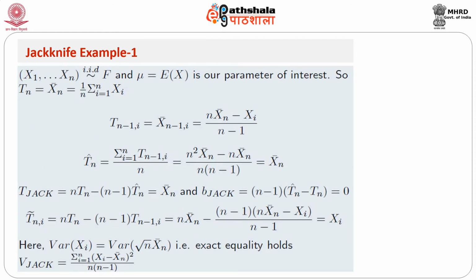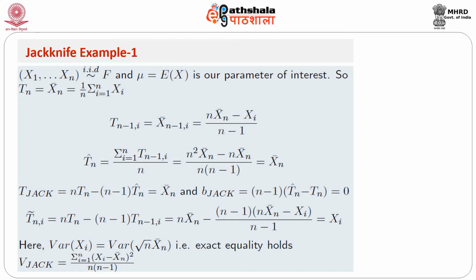So, let us see an example of the Jackknife. Suppose x1 up to xn follows IID F, and we are interested in the mean mu, which is equal to expectation of x. So, the mean is the parameter of our interest. Here we know Tn is nothing but the sample mean, that is x n bar, which is 1 by n summation i runs from 1 to n xi.